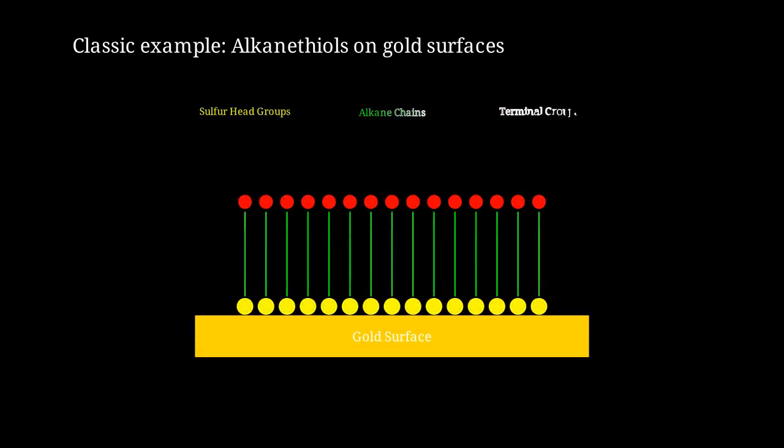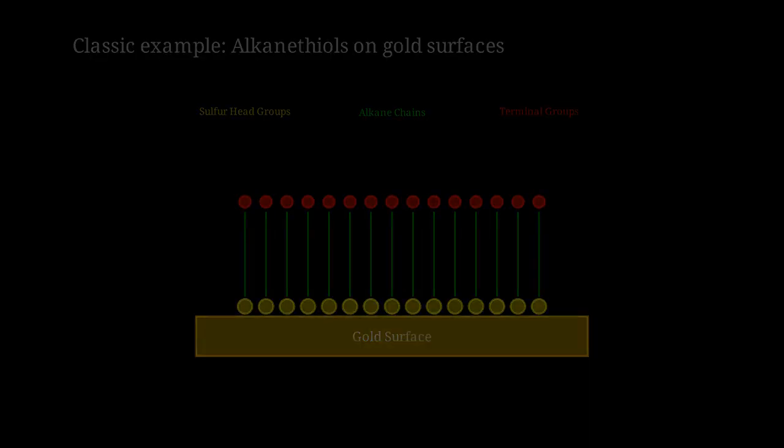Here's a schematic of a self-assembled monolayer. We have the gold substrate at the bottom. The sulfur atoms, shown in yellow, bind strongly to the gold. The green chains represent the alkane backbones, and the red spheres are the terminal functional groups.